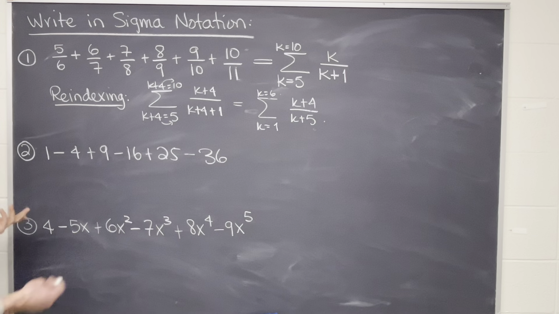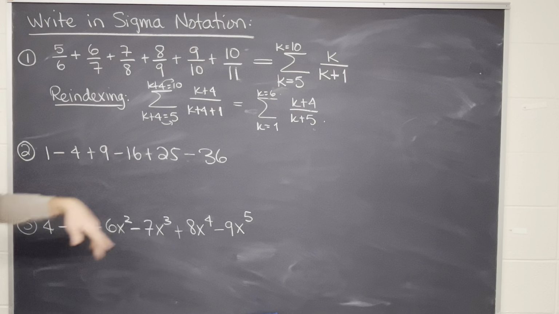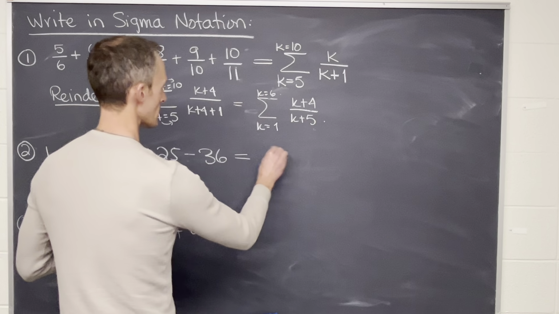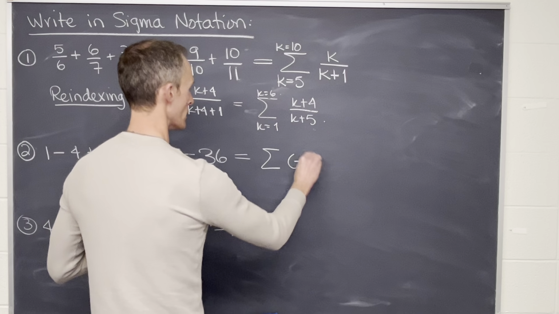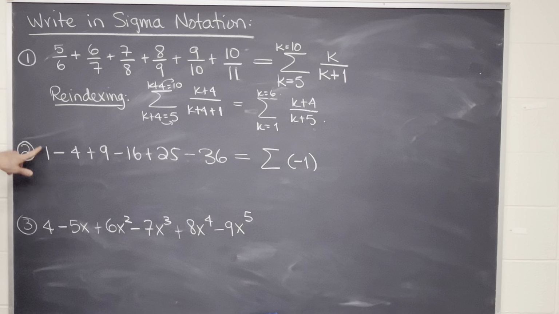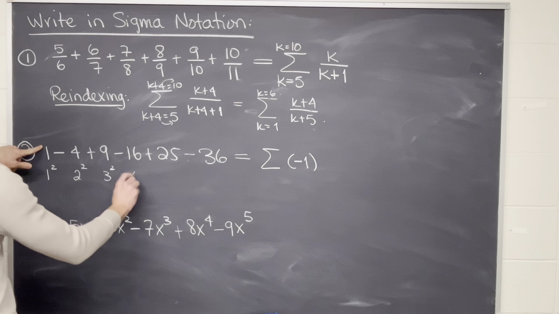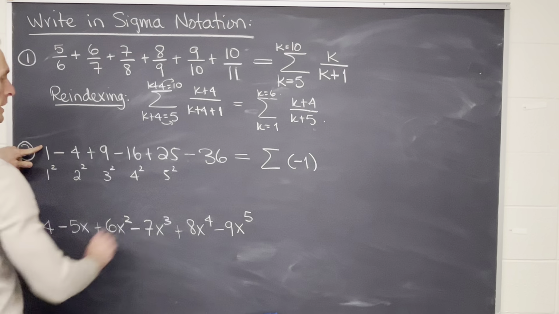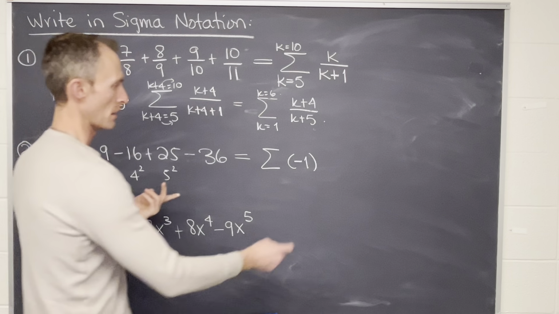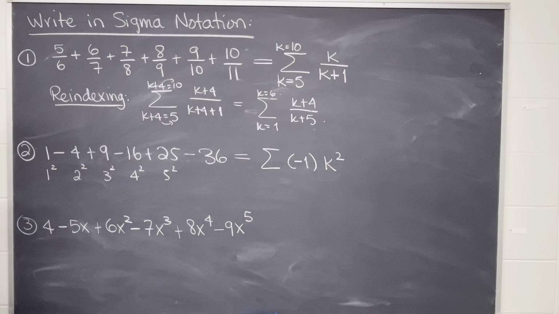So I have to look at the pattern. The first thing I notice is that the signs are alternating, okay? The fact that I have an alternating sign is telling me this is probably going to have a -1 to some power associated to that. And then I notice that this term is 1 squared, this is 2 squared, 3 squared, 4 squared, and 5 squared. So that suggests that I'm probably going to have a k squared in that case. And now I need to figure out where k goes.